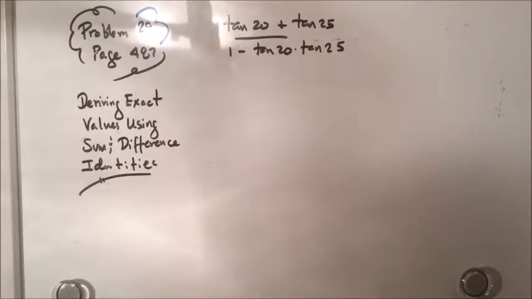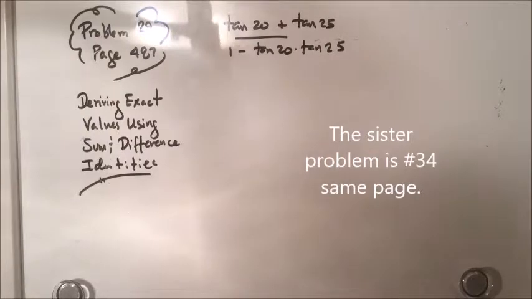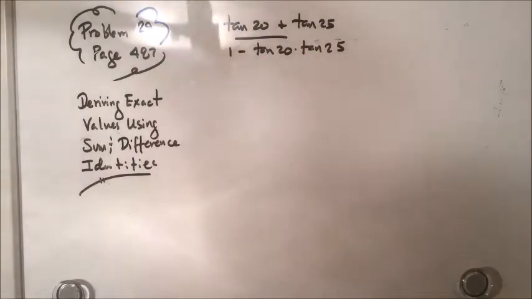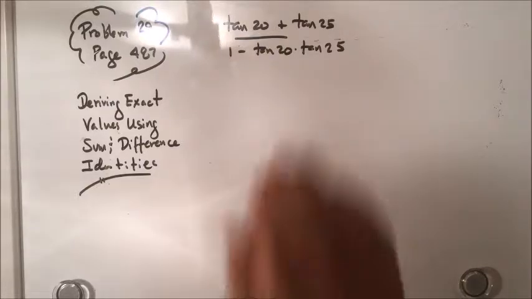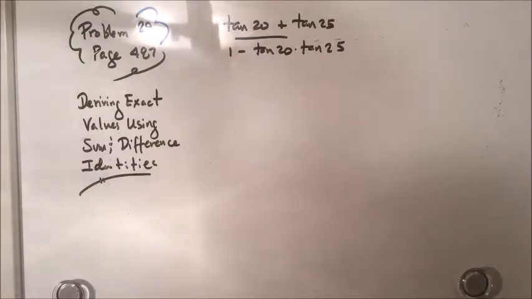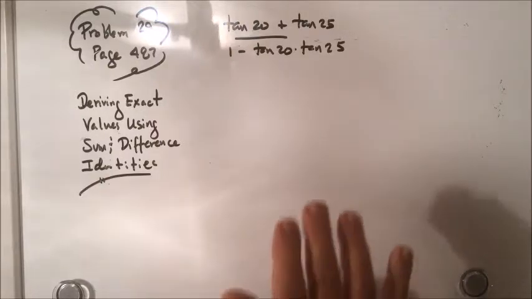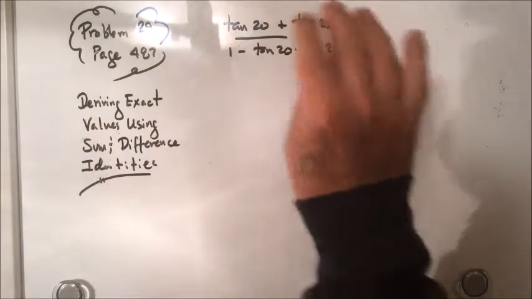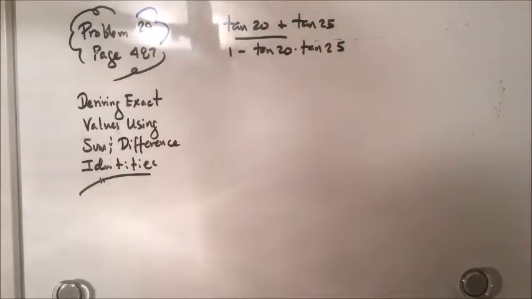We'll see. This is problem 29, page 487. It's called deriving exact values using the sum and difference identities, and there is an expression, and this problem is to figure out what number that is. And it's not asking you to take your calculator out, put it in degree mode, and calculate these various quantities.